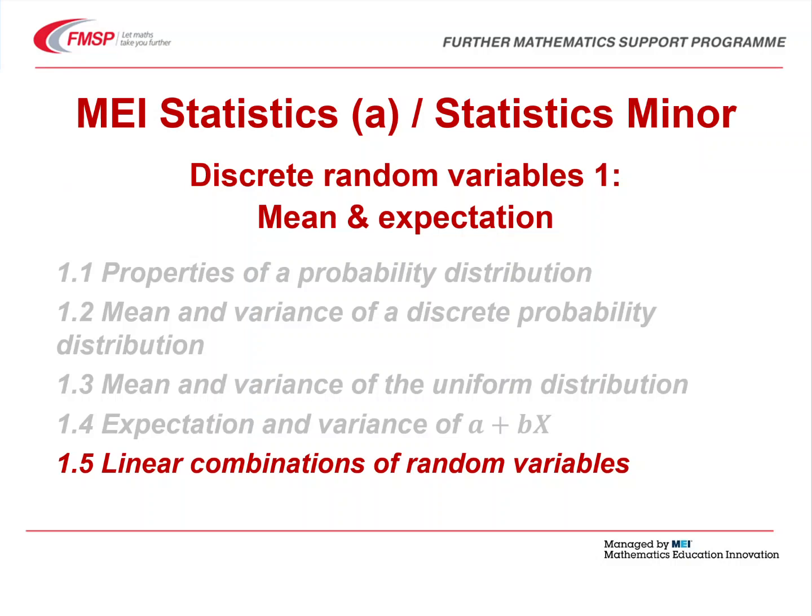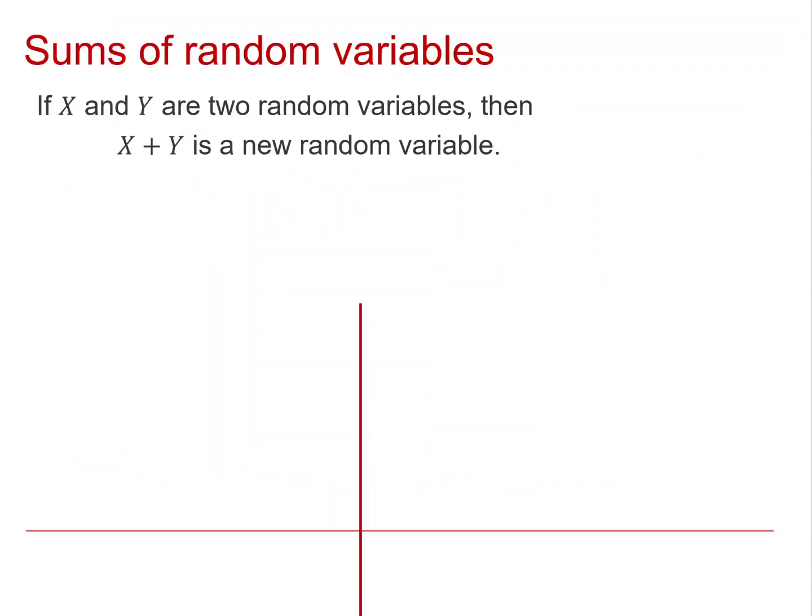This is MEI Statistics Minor, Discrete Random Variables 1, Mean and Expectation. This is our final video, 1.5, Linear Combinations of Random Variables.